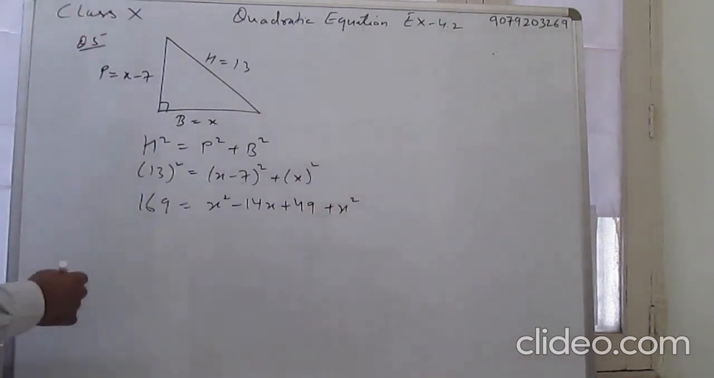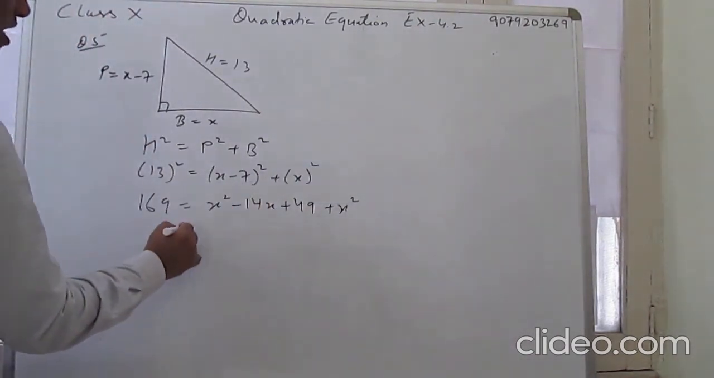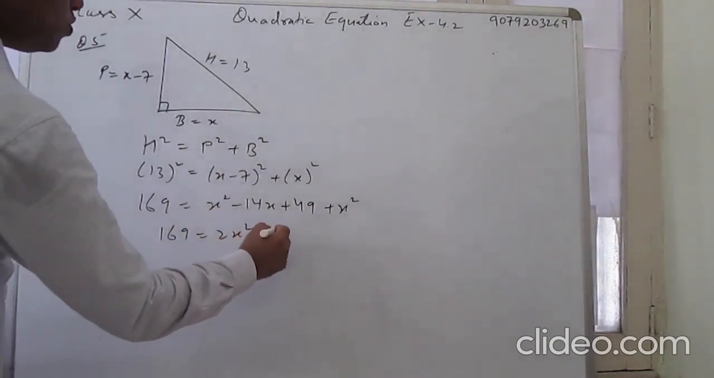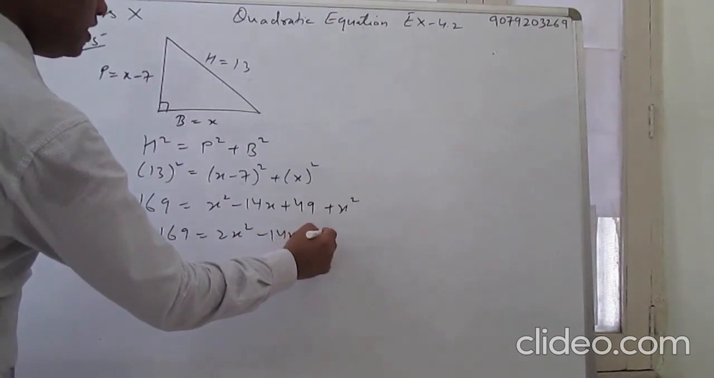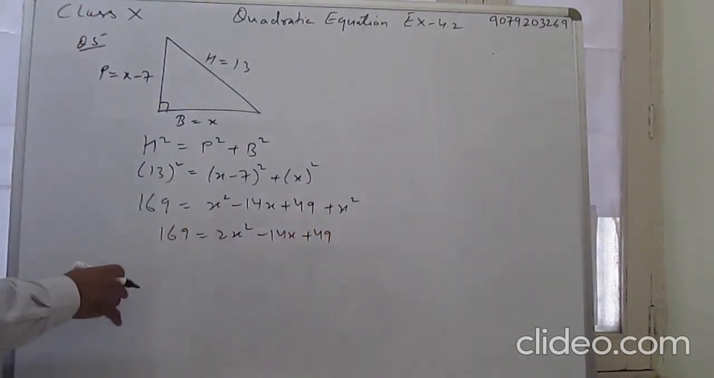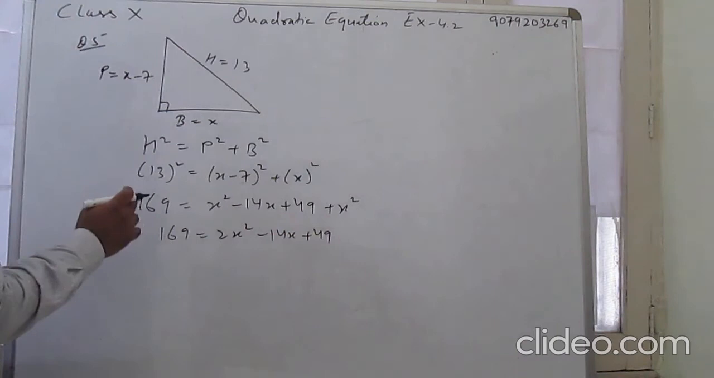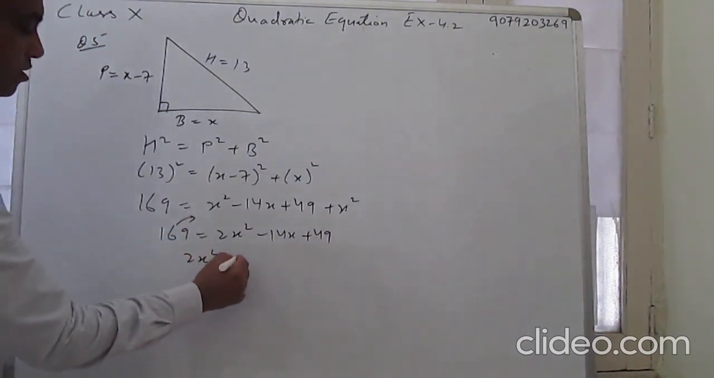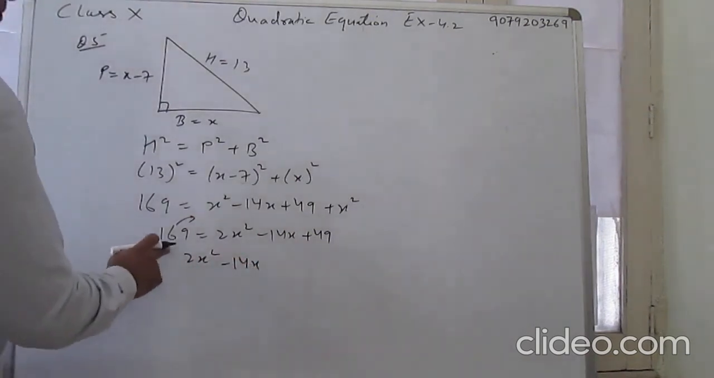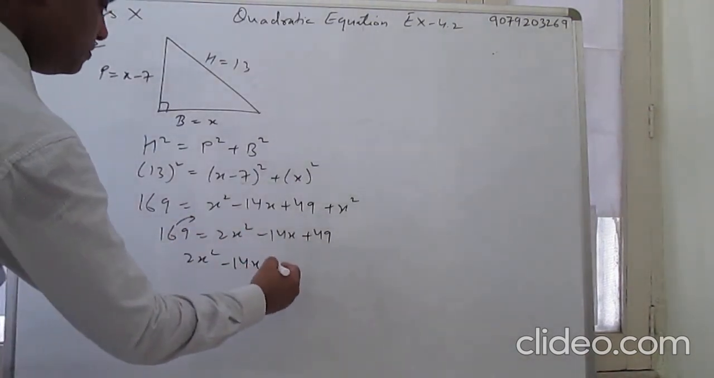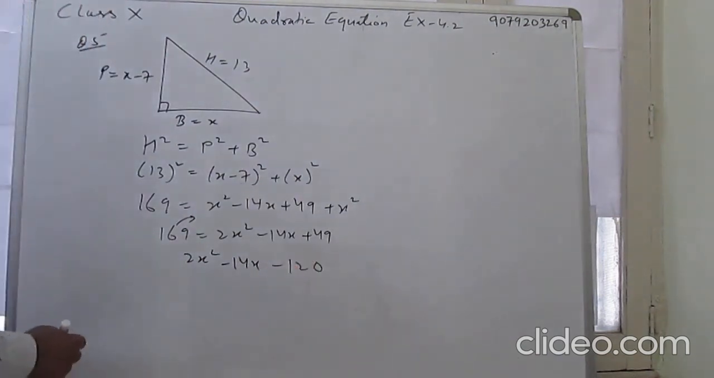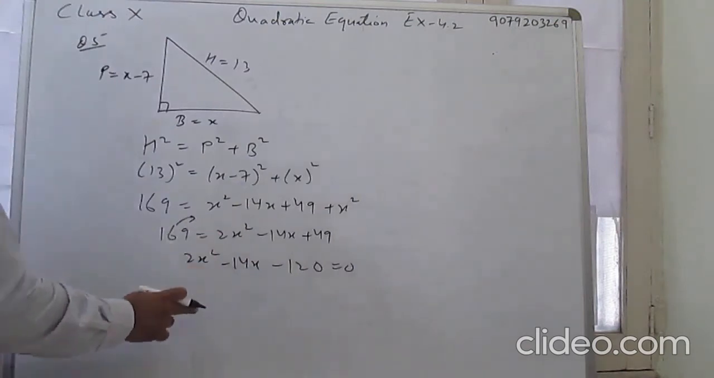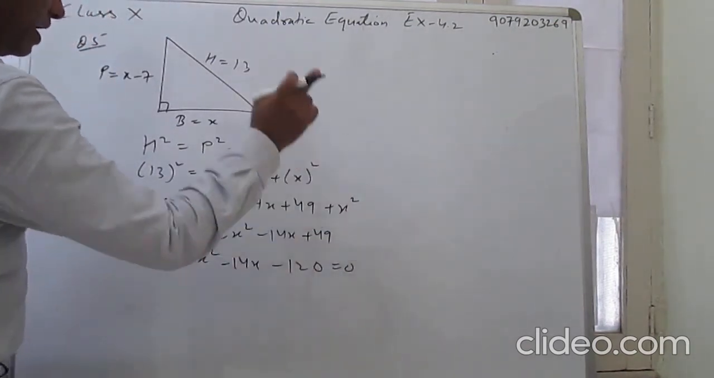So it becomes 169 is equal to 2x square minus 14x plus 49. Take 49 here, it will become 120. इसको आप उधर ले जाइए, so it is 2x square minus 14x minus 120. Now the product is here, make it 0 because we have to find the zeros. इस इक्वेशन के जीरो निकालने, make it 0.